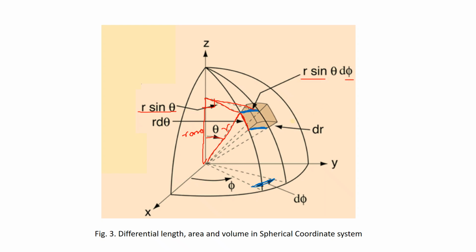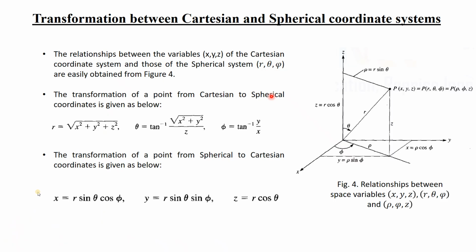Now it is forming the arc. That is why it is r sin theta d phi. Okay, so it is r sin theta d phi.